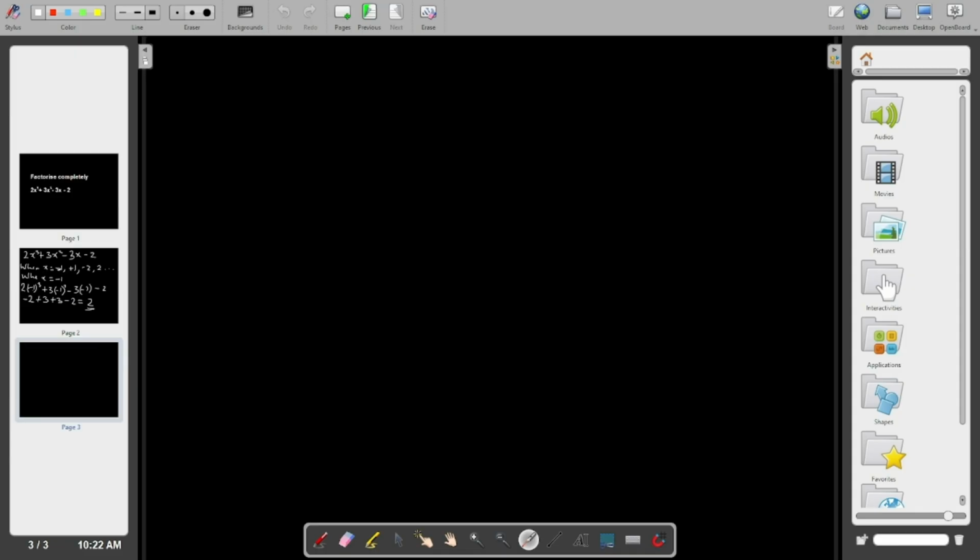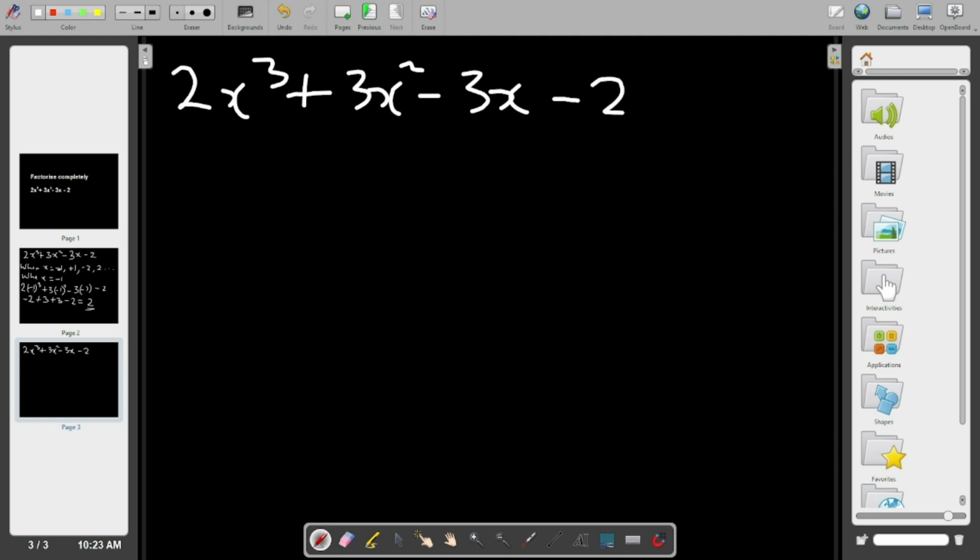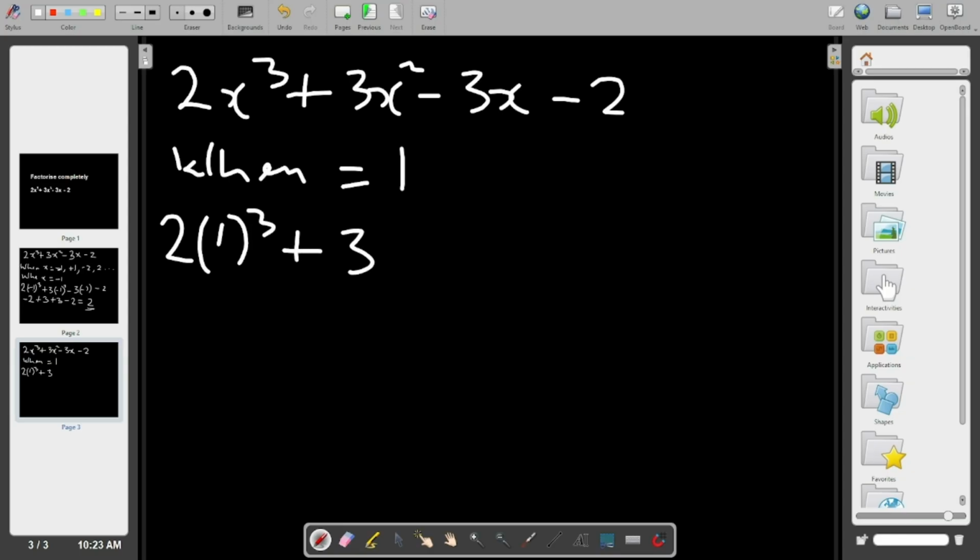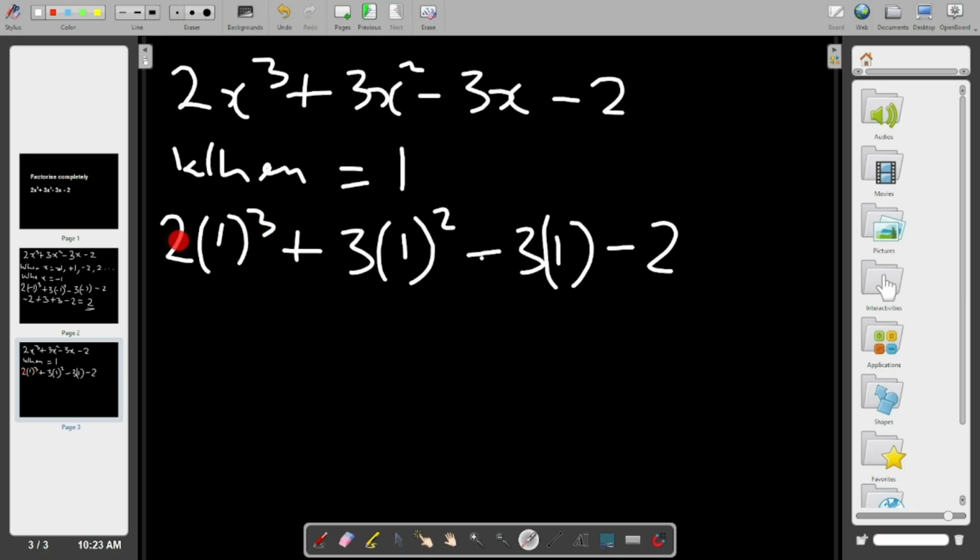Let's go. If you write it again, we have 2x cubed plus 3x squared minus 3x minus 2. So we are going to substitute. If x is equal to plus 1 now, what will happen to this particular expression? So let's do it now. We are going to write 2 times plus 1 cubed plus 3 times 1 squared minus 3 times 1, then minus 2. So looking at this, 1 cubed will give us 1. 1 times 2 is 2. So you write 2 down here.